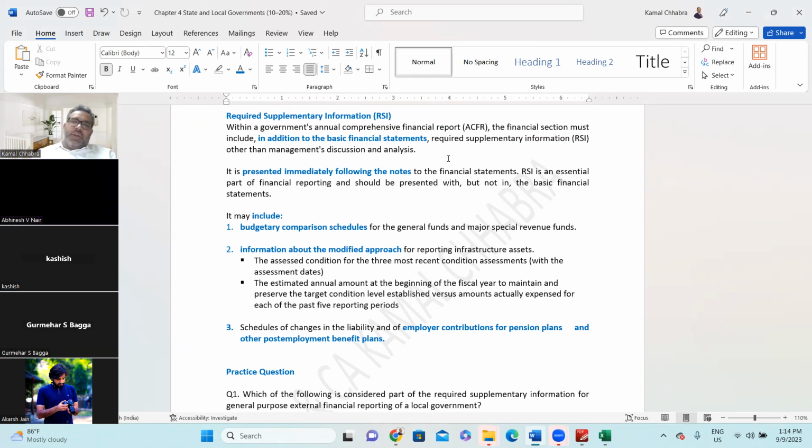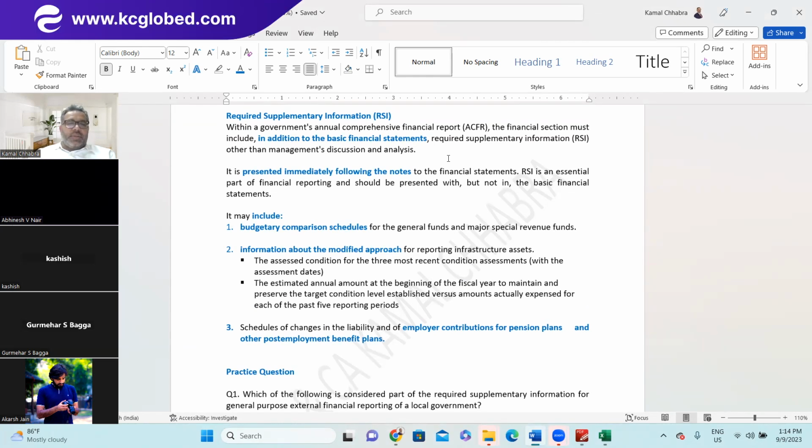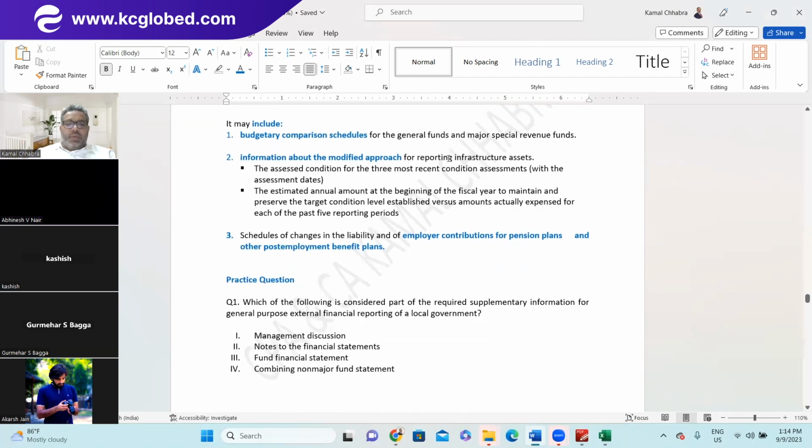So required supplementary information includes four things. The first one is MD&A. Second one is budgetary comparison. Third one is infrastructure assets. And fourth one is employee benefit plans, or the pension plan, post-retirement plan. Make sense? Okay, let's do one quick question.